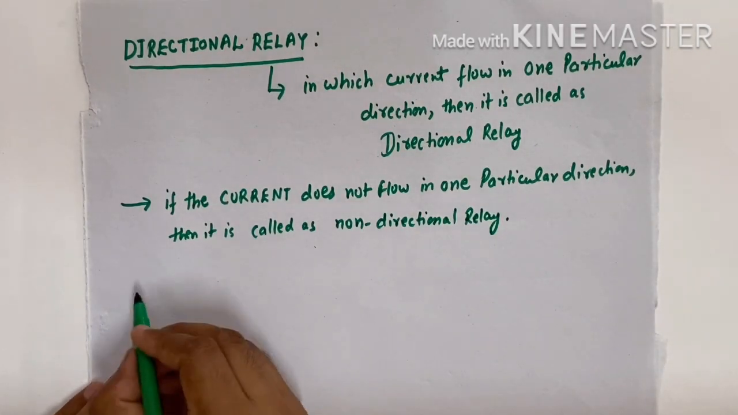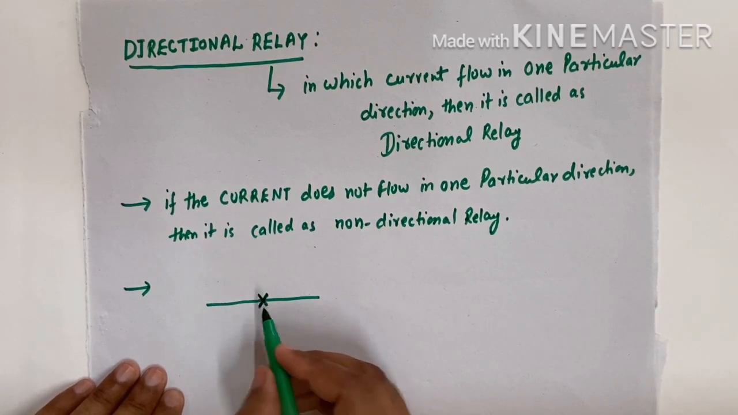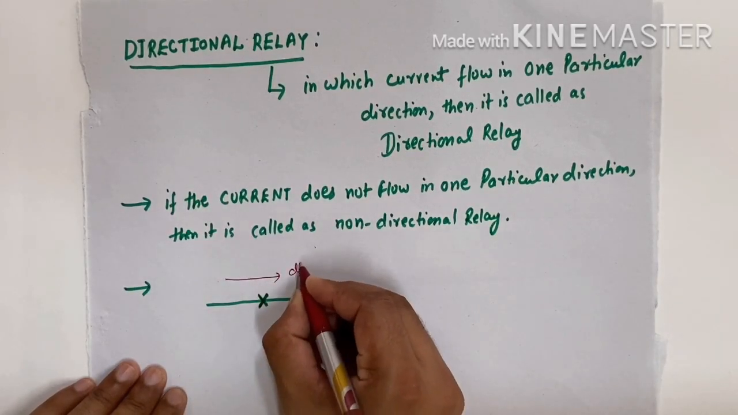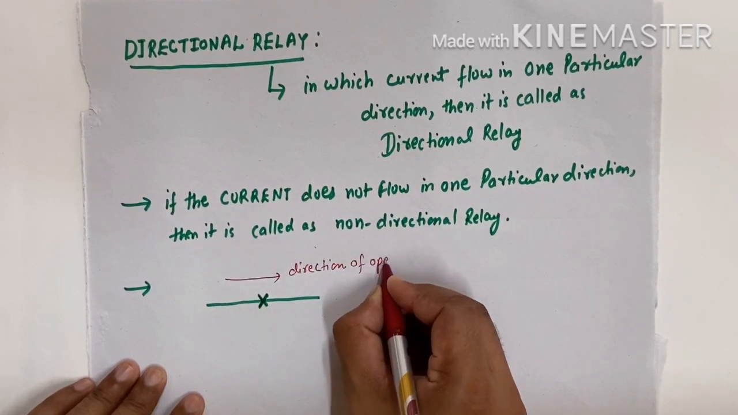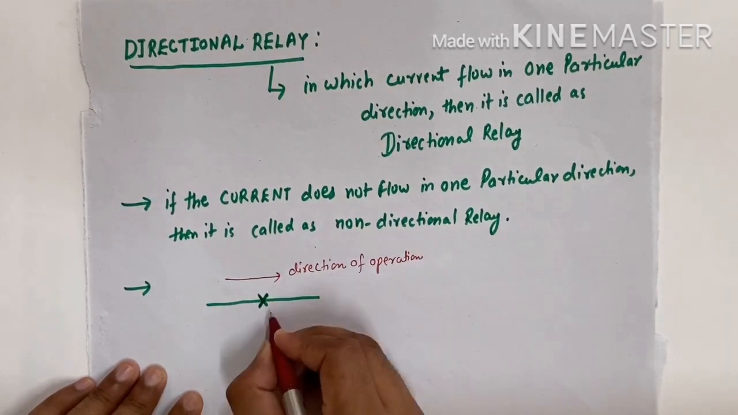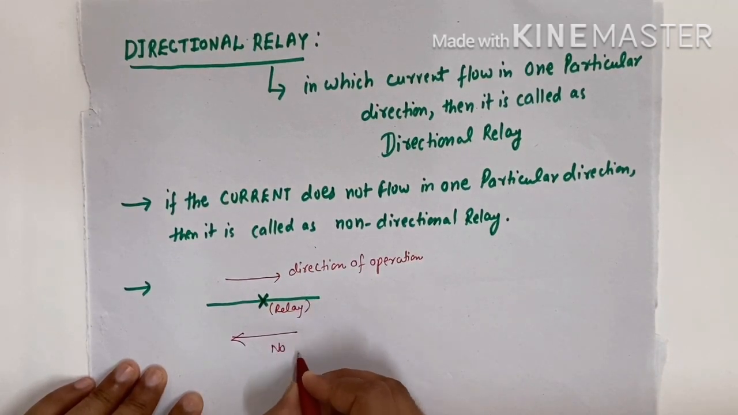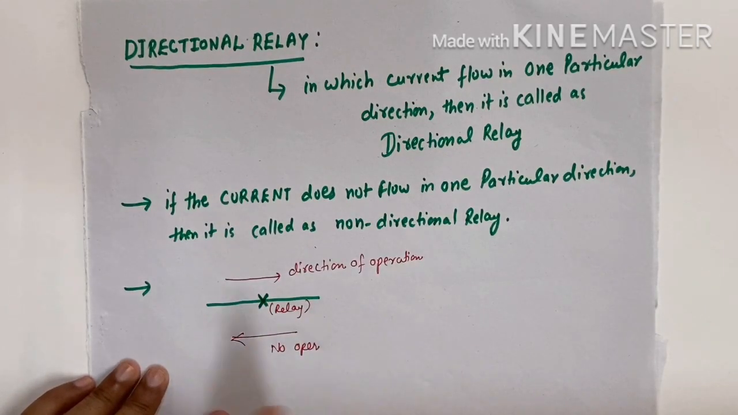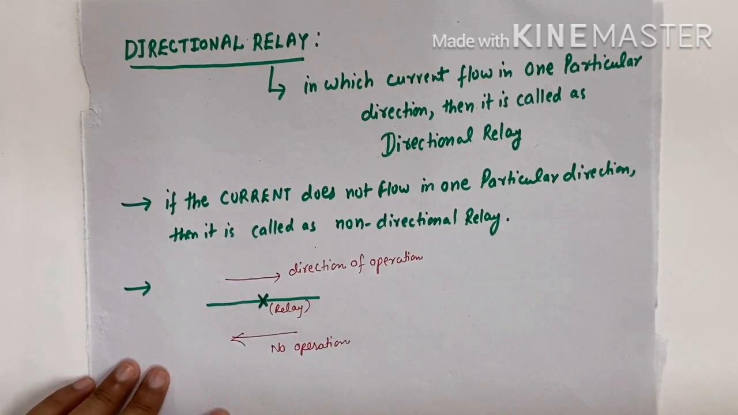Okay, so see what is happening here. Suppose this is the relay, and this is the direction of operation of relay. And this is the no operational direction. The relay will work from left to right only. If the current flows from right to left, then the relay does not work. So this is called a directional relay. You have to understand the flow of current.